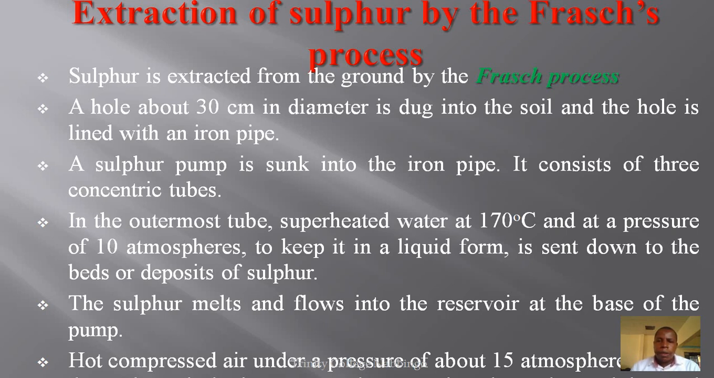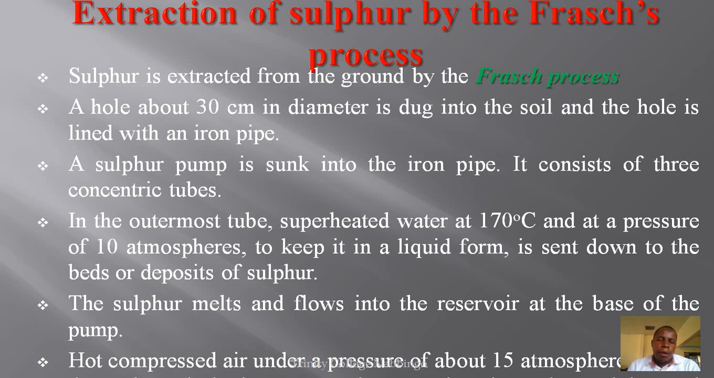Then three iron pipes, three tubes are sunk into the ground. They are concentric, meaning that they have a common center. Of the three tubes, you have one tube inside another and then inside another, so there are three, one inside the other.